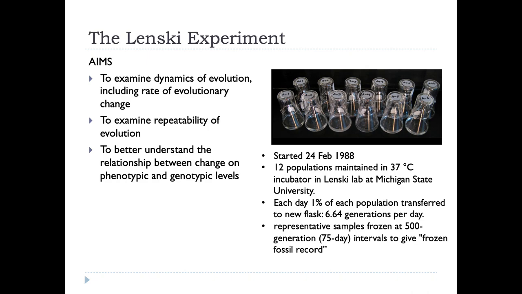And what that means is that each of the E. coli populations is going through about 6.6 generations per day. And then at every 500 generations, roughly every 75 days, what they would do is they would take a sample from the population and they'd freeze it. So in a sense, what they were doing was creating a frozen fossil record of the evolution of the E. coli. And so that's a really cool aspect.